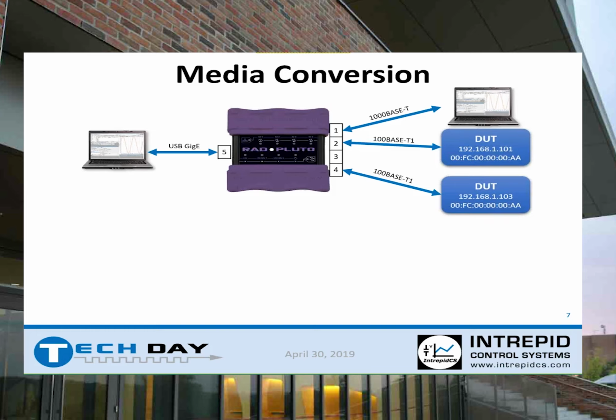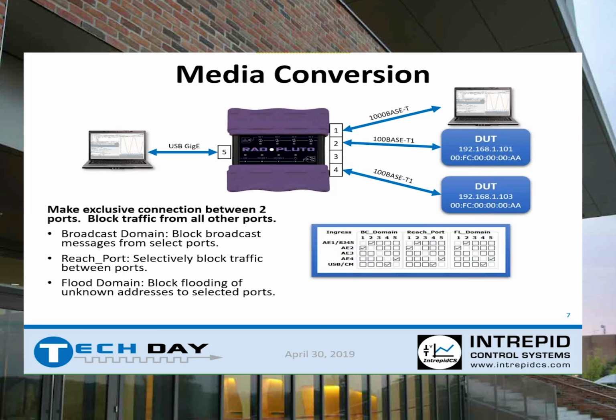So one simple and almost trivial application that you could use the switch for is media conversion. In this case, the configuration of the switch is you're basically setting the properties for each port. In NXP's terminology, or the way they've architected their configuration, you do this in three different configurations. One's the broadcast domain, which will either block or pass broadcast messages from a specific port.